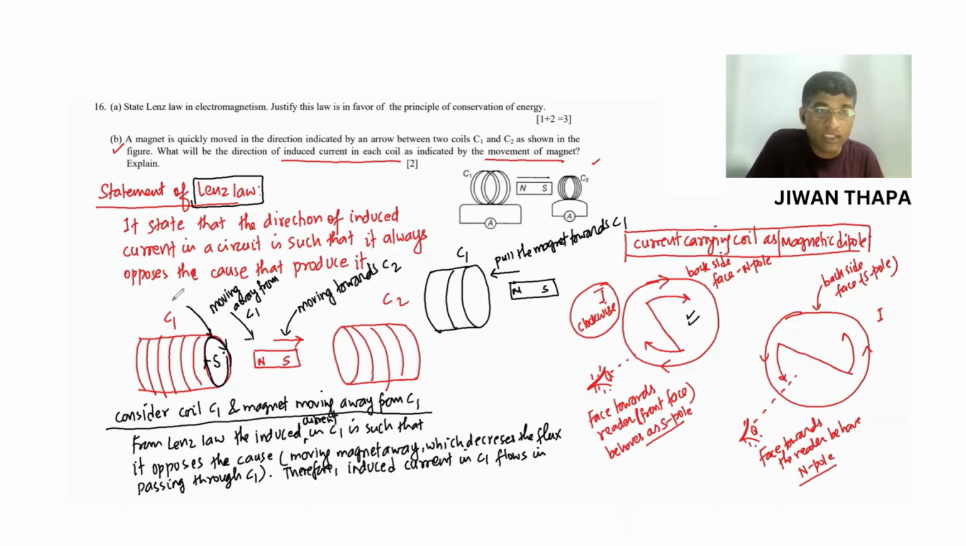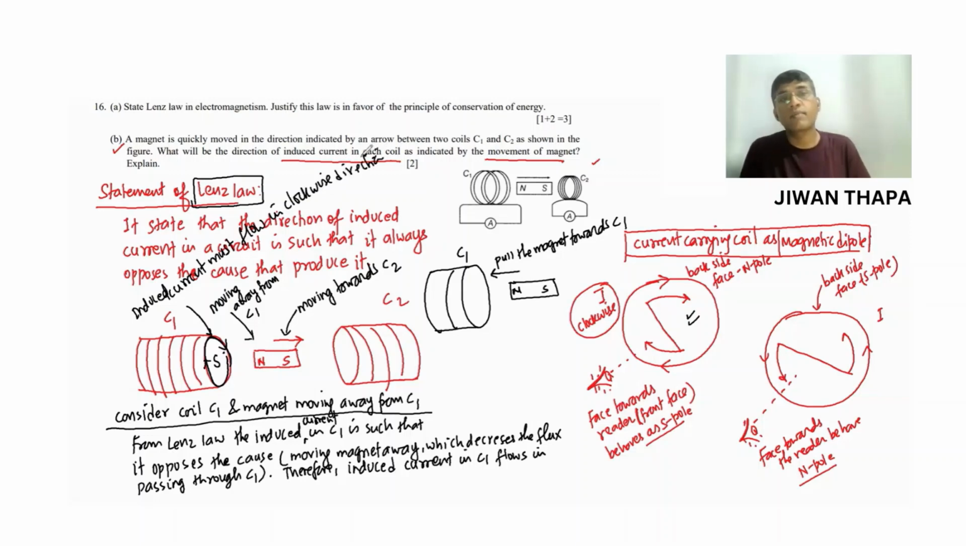So induced current must flow in clockwise direction. So we find this. So current must flow in clockwise direction. For this, the face towards the magnet must be south. So we have this. Now, I'm erasing this.